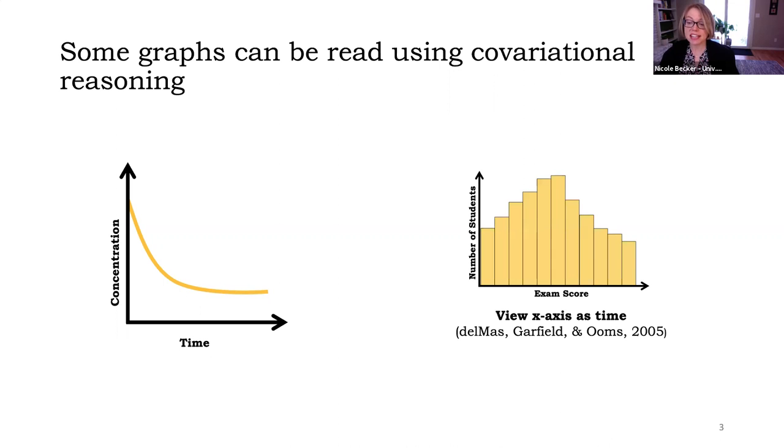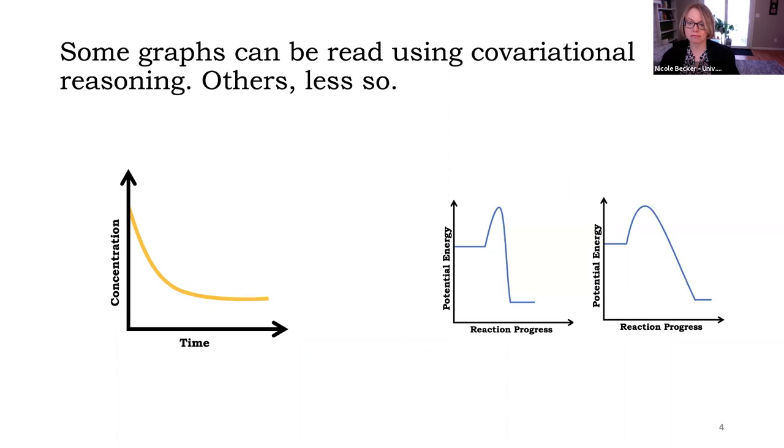Consider, for instance, histograms, which are very similar to the probability distribution graphs that are the focus of this study. It's been shown in a mathematics context that students tend to map time onto the x-axis when interpreting these graphs, implying that there's some process happening. In a chemistry context, there's a growing body of research related to how students reason about other graphs that cannot be read straightforwardly using covariational reasoning. For instance, reaction coordinate diagrams.